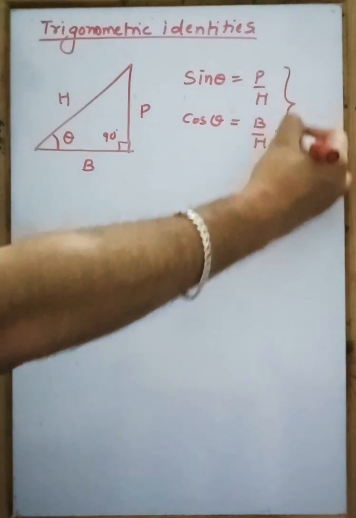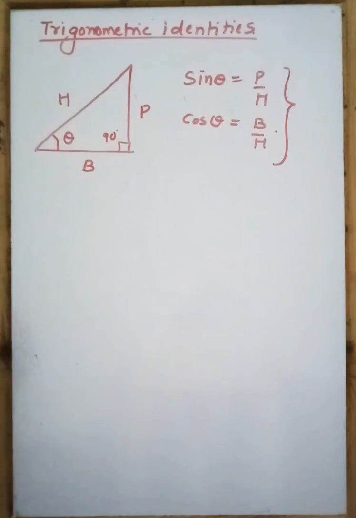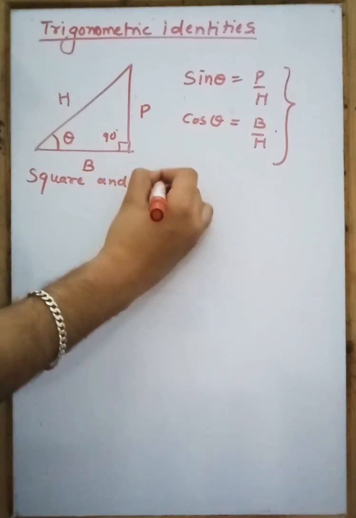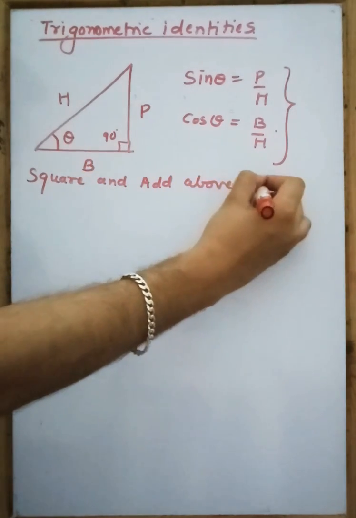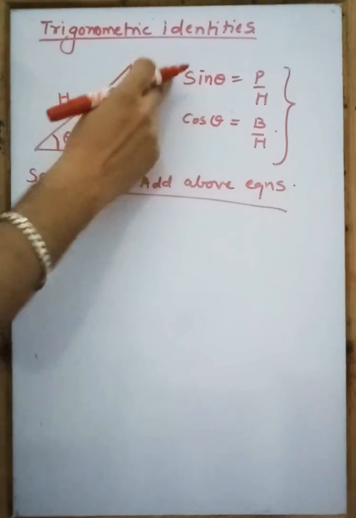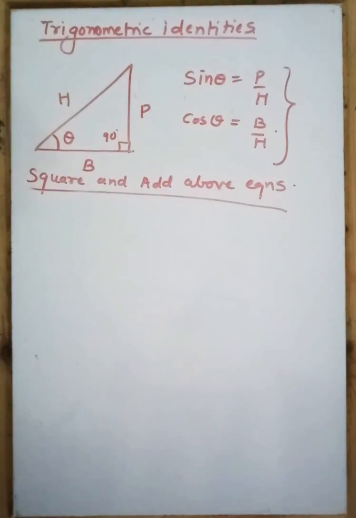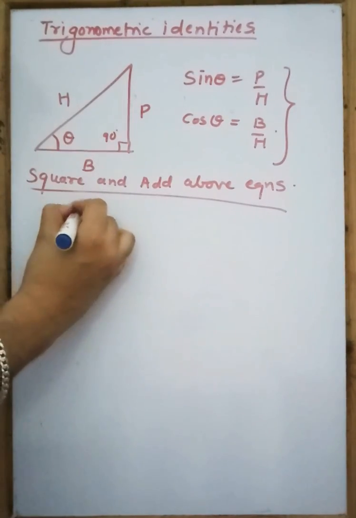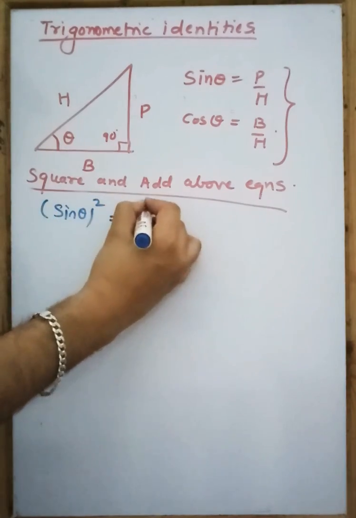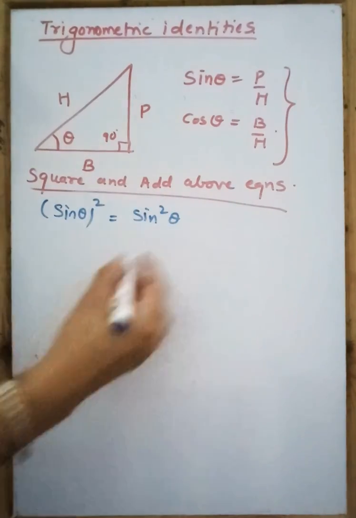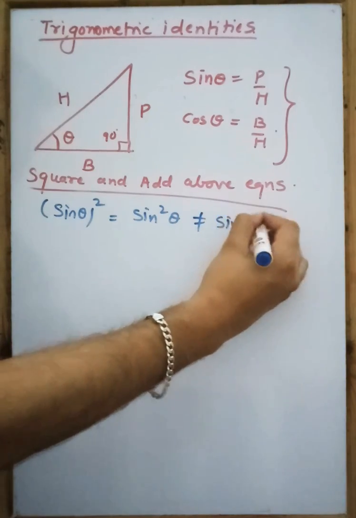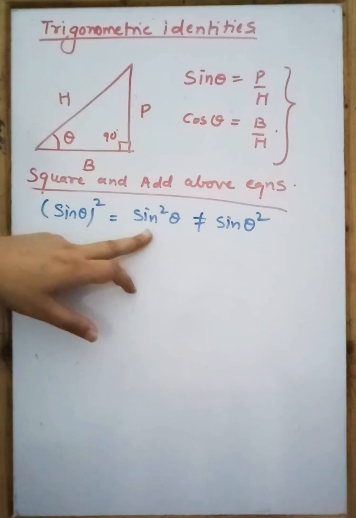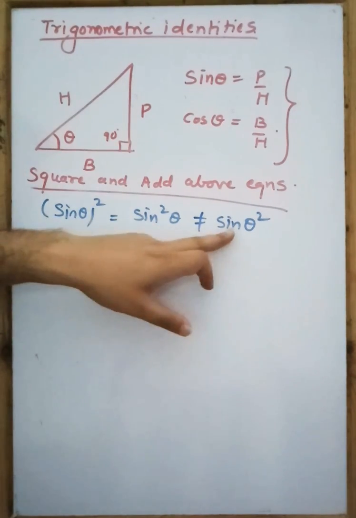Now you are clear with sine, you are clear with cos. So if I square and add these equations. What do you mean by squaring? Square of sine theta can also be written as sine square theta. But make sure you do not write it like sine theta square. Sine theta ka square, sine square theta, you can write, it is one and the same thing. But you cannot write it like sine theta square.